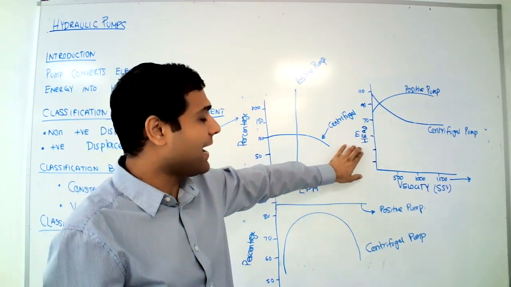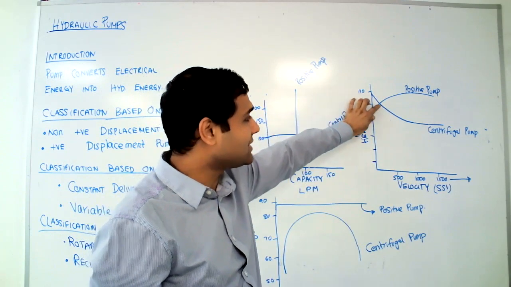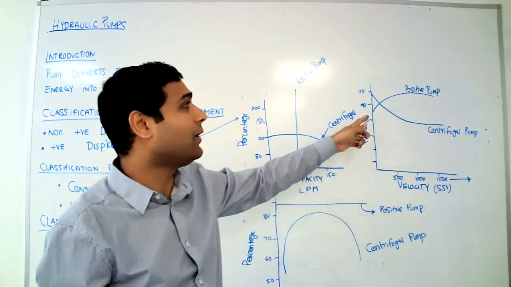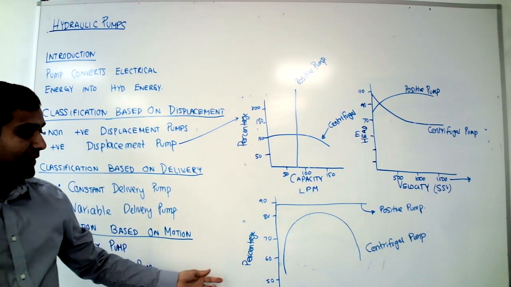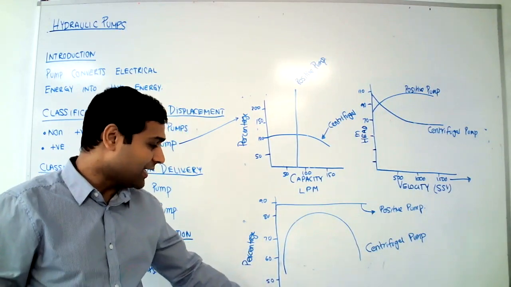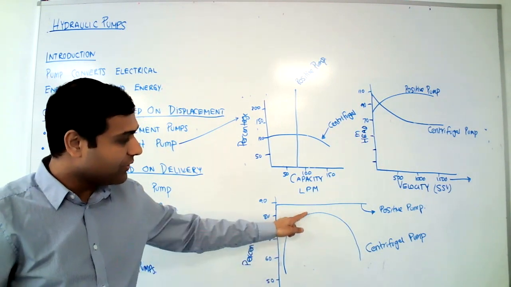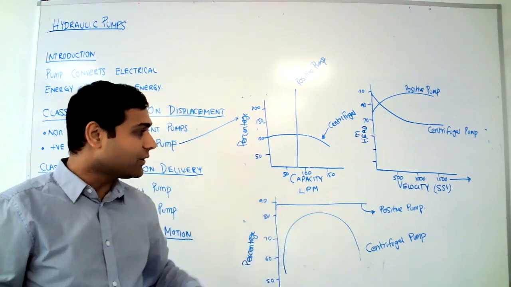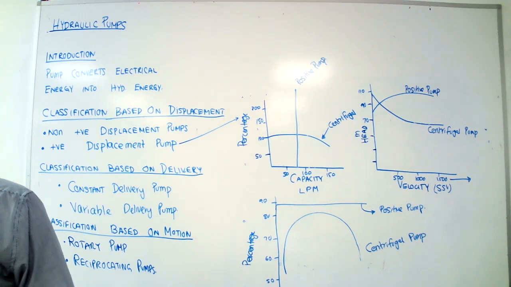If we have a look at the head and the velocity for centrifugal pump, if you increase the velocity, the head will decrease. For the positive displacement pumps, if you increase the velocity, the head will increase. If we have a look at the head of the centrifugal pump and the percentage efficiency, it goes up, reaches a certain value, and then it will decrease. For the positive pump, it's not going to increase. It just remains stationary. The head will increase.